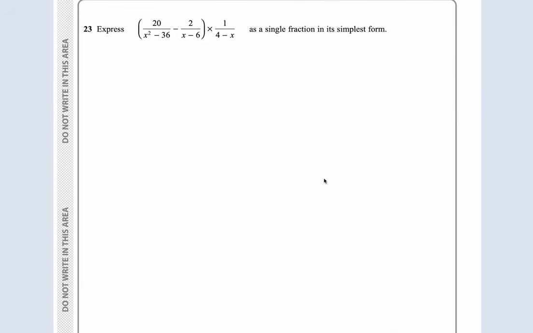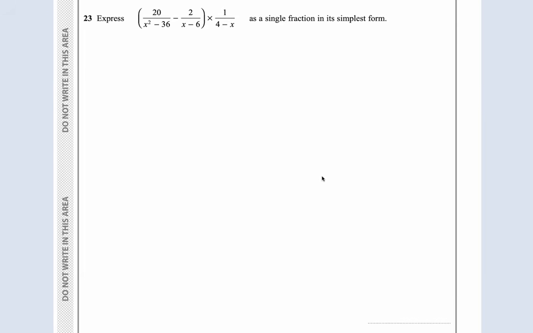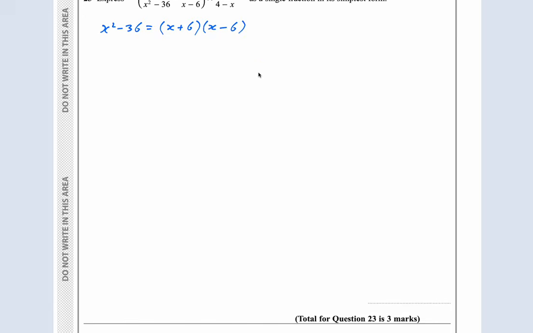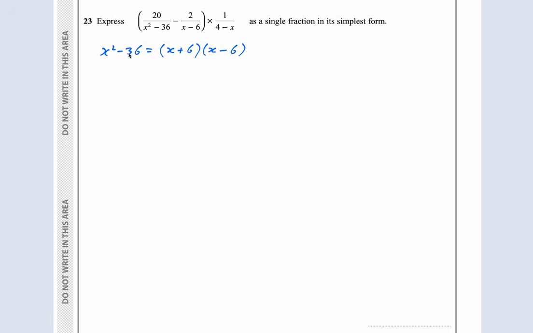Okay, question 23. Express this as a single fraction in its simplest form. Okay. Obviously, guys, this is tricky. So first thing to note is that this is a difference of two squares. x squared minus 36 is equal to x plus 6 times x minus 6. If you don't see that, the rest of the question is really hard. So, I mean, it's really hard anyway, but that's the first step that you definitely need.